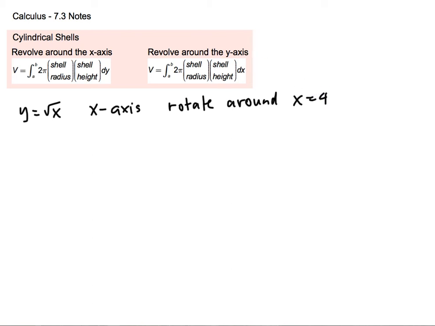Let me back that up. We're going to stop it at 4. We're going to stop at x equals 4. So we're going to be bounded by y equals the square root of x, y equals the x-axis, and the line x equals 4. Okay, these are our bounds. And we're going to rotate around the x-axis.